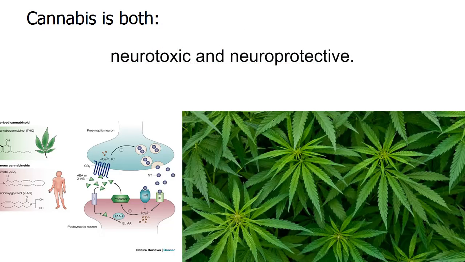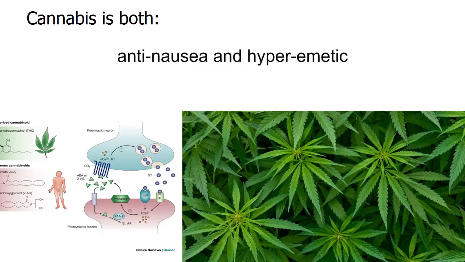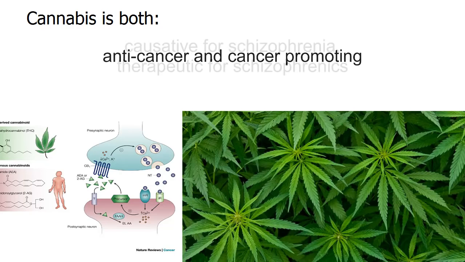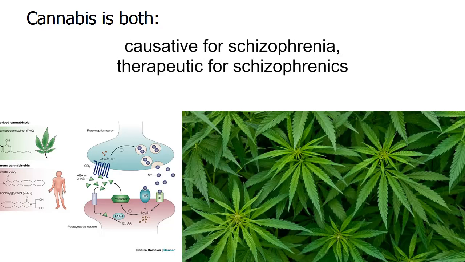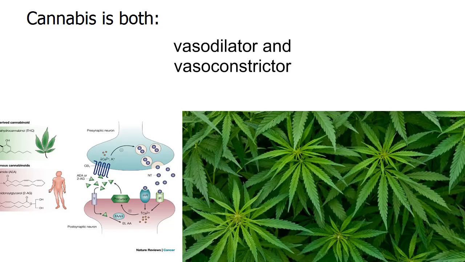Cannabis, for example, in nerve cells is both neurotoxic and neuroprotective. It increases anxiety and also lowers it. It reduces vomiting and nausea, or it can drive it to a new high called hyperemesis. It can kill cancer cells or trigger them to become more resistant. It causes changes in the brain that mirror schizophrenia, yet in patients with schizophrenia, it can help to manage their symptoms. It's a bronchodilator and also can trigger asthma. It relaxes blood vessels and also makes them constrict.